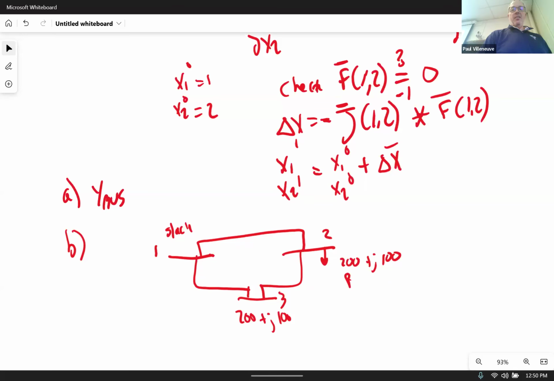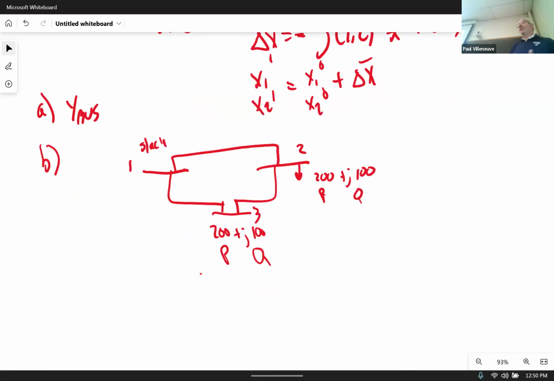So I've got to have one slack bus. I've got a P and a Q here and a P and a Q here, which means I can check my results for both P and Q at bus 3 and bus 2 to see if I'm getting the correct values. So what do I need to solve for? V2 and theta 2, V3 and theta 3. Those are the unknown variables. I don't have them specified, right?